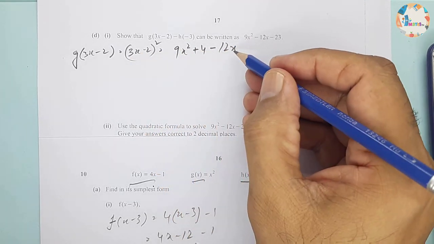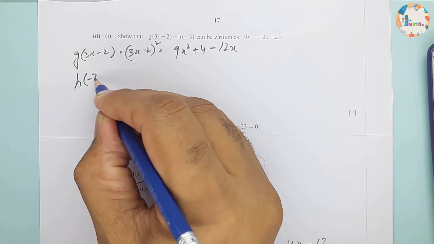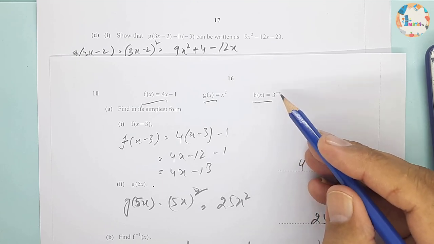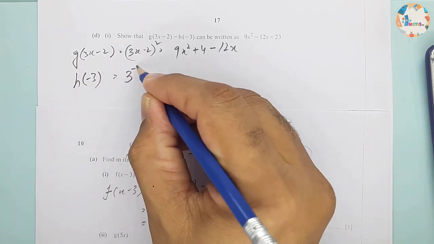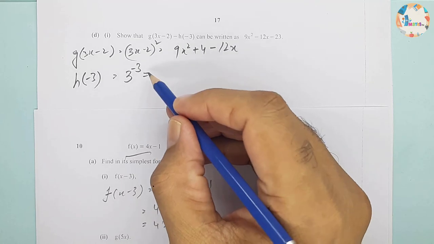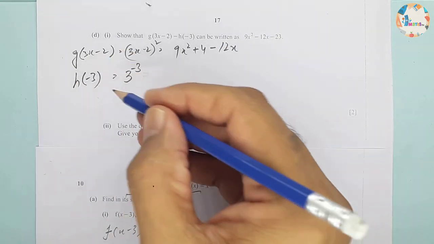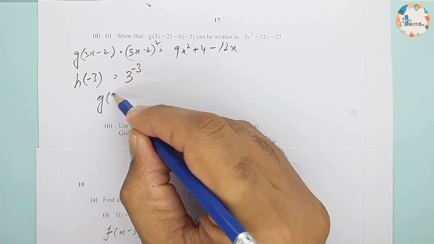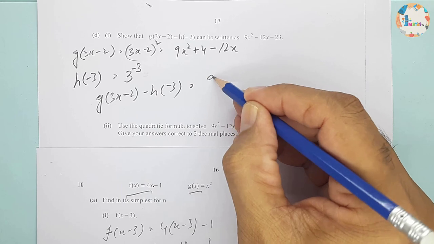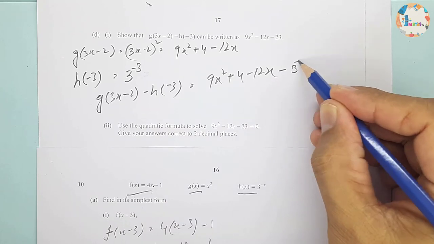This will be our square after opening, and now we'll have to write h of minus 3. So h of minus 3 will be, h of x is this one, so 3 raised to minus 3, which we can keep as it is. Then g of 3x minus 2 minus h of minus 3 will be 9x squared plus 4 minus 12x, and minus this one, 3 raised to minus 3.